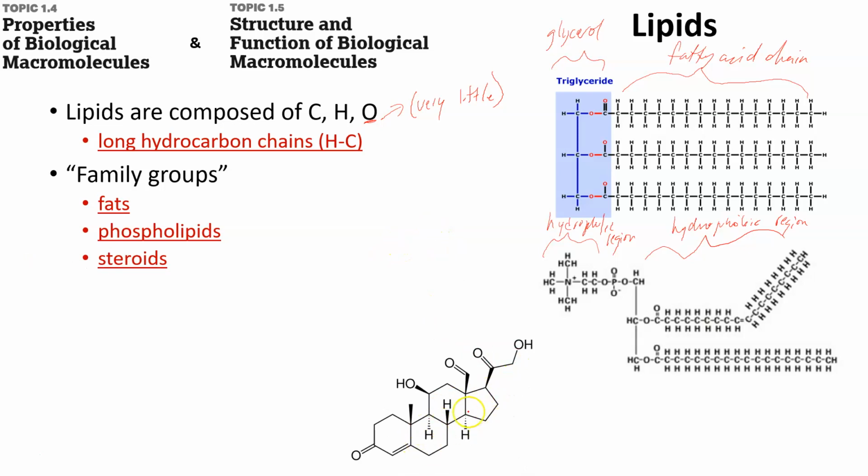Steroids are these four-ring fused carbon structures in which the groups attached outside of these rings vary, which creates different molecules. This is typically used in signaling and cell membrane structure. Again, we'll talk about those in a little bit, but those are steroids.